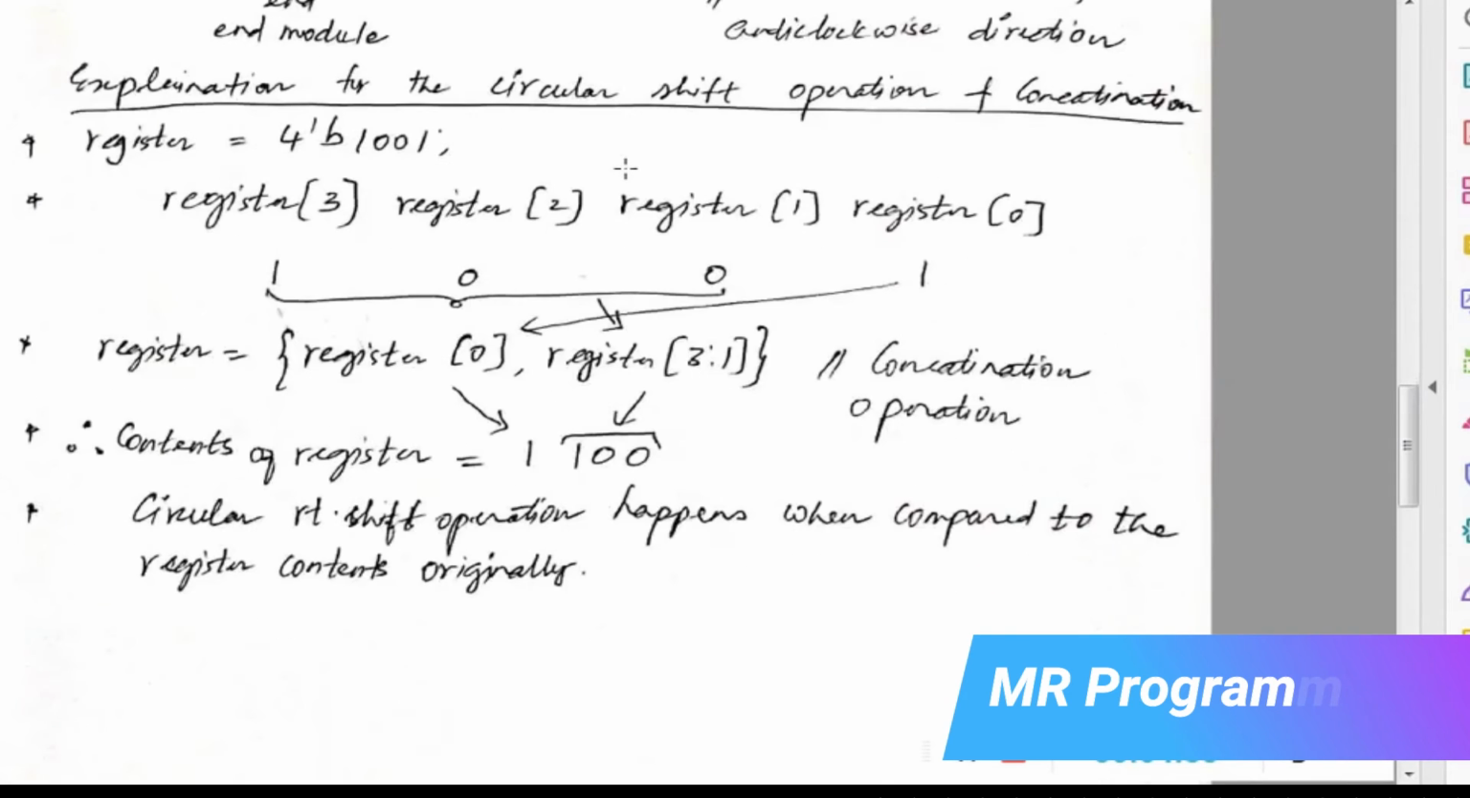So we will see it here. Since we had taken 1001, your register is broken up into the 3rd bit, 2nd bit, 1st bit and the 0th bit. Accordingly the values are stored: 1, 0, 0, 1. Now I have used this command line, register equal to register 0, comma, register 3:1. Here first the value in the 0 bit is taken, and then the values of 3 to 1 are taken. So an appending operation is happening, which is in turn called concatenation. If you compare your data 1001 and your final value 1100, you can see that there's a shift happening. There's a circular right shift that has happened.